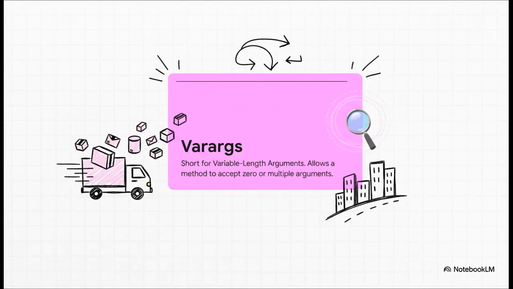Next, we've got varargs. It's short for variable length arguments, and it's a super handy little tool. It basically lets a method accept a flexible number of inputs. Think of it like a delivery service that's ready for anything. It doesn't matter if you have one package to send or 20, it can handle it.